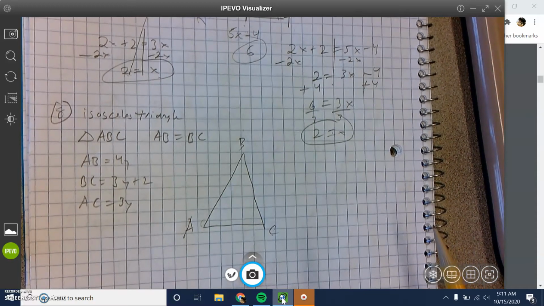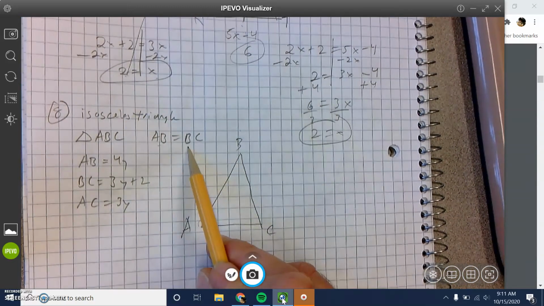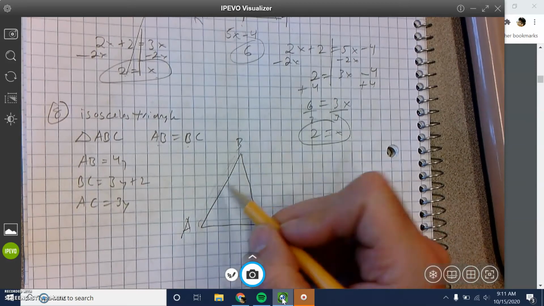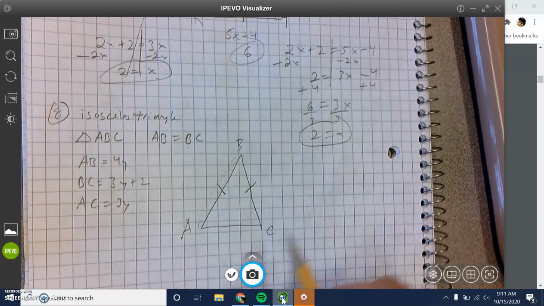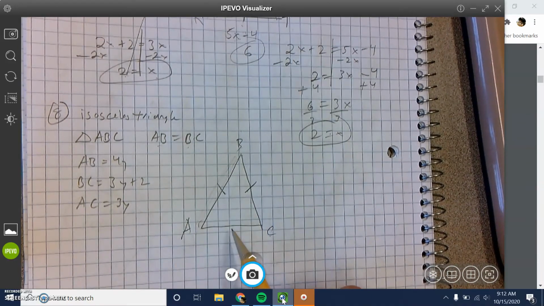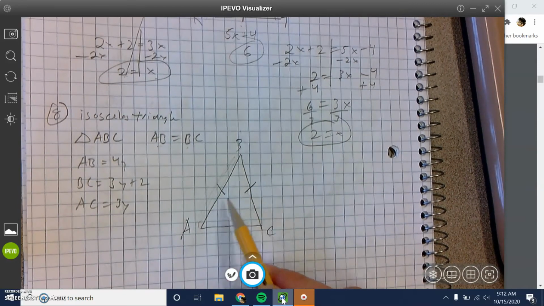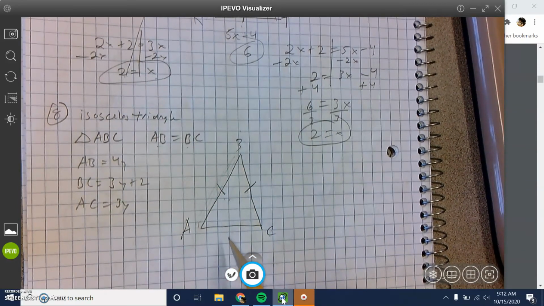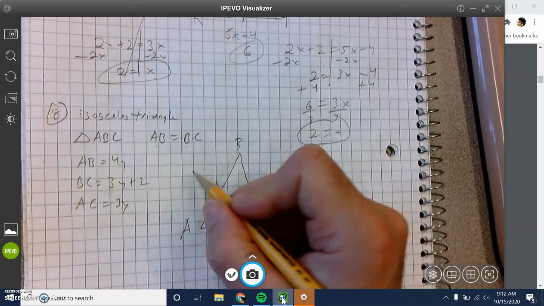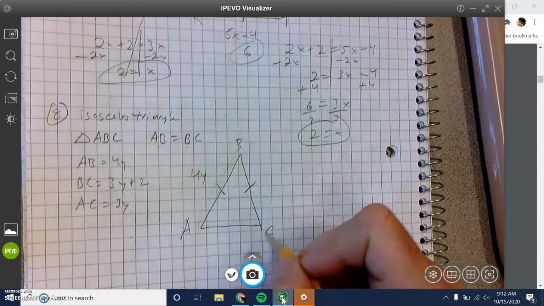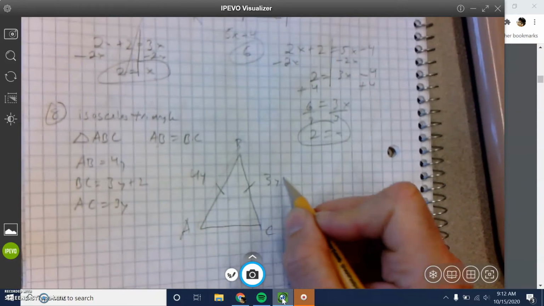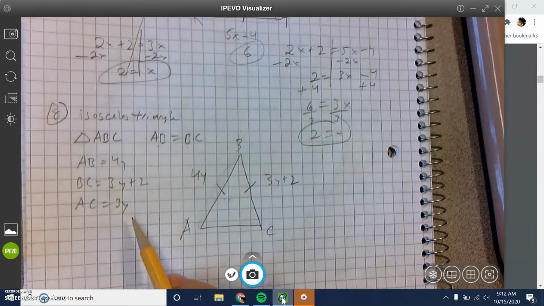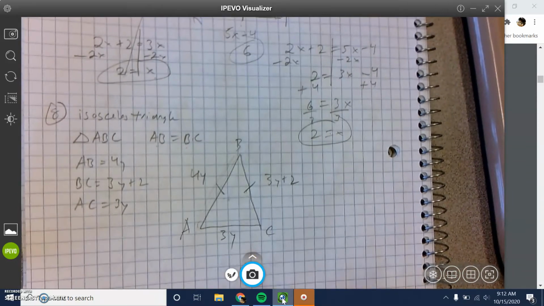You're cool. So now I need AB equals BC. So AB is here, equals BC. I don't put a congruent mark on the third side because it's an isosceles triangle and only two sides are congruent in this case. So now I'm going to label. 4y equals this. BC equals that side, and then AC is 3y.